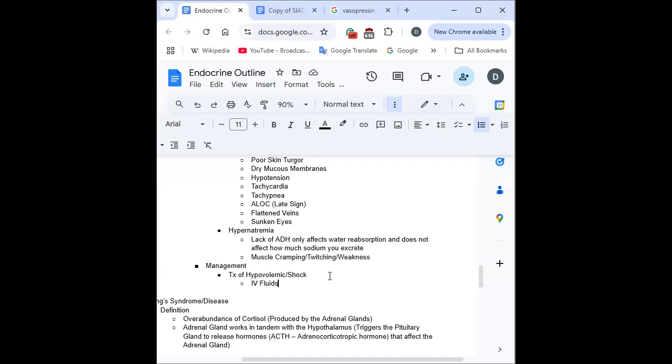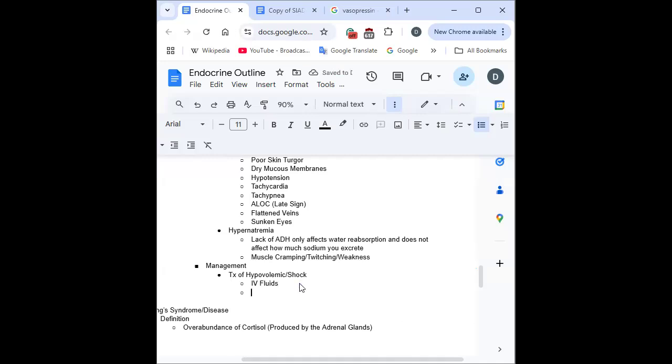Sorry. So for IV fluids, I believe it's going to be a bit more appropriate to use hypotonic, but again, this is extra information that is not tested. They just kind of say IV fluids, so don't worry about it.